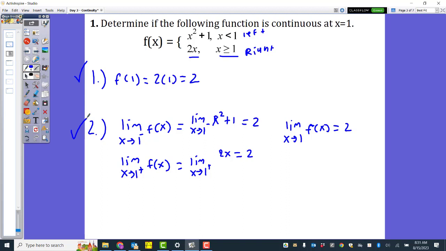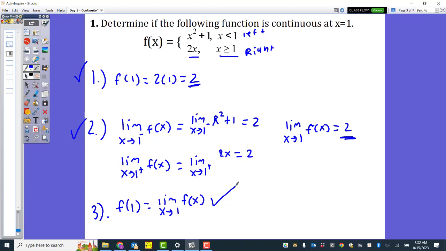step is to check, does the function equal the limit? So does f of 1 equal the limit as x approaches 1 of f of x? Well, f of 1 was equal to 2. The limit was equal to 2. Those are equal. This is what we call the three-step test for continuity.